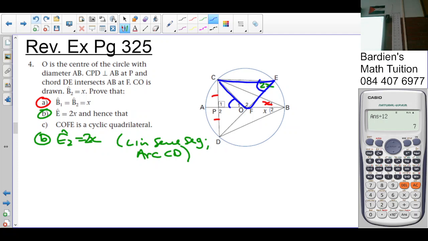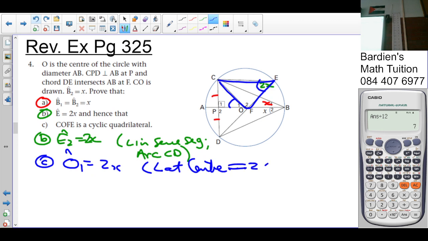But is O1 not equal to 2x? Why? Angle at center is twice angle at circumference. Can you see that, people? So let's go with that. We say firstly O1 is equal to 2x, angle at center is equal to 2 times angle at circumference. Okay, so there's 2x. We state the obvious.